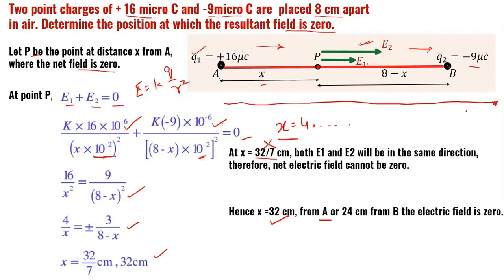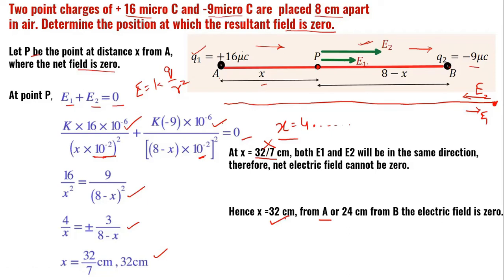See here, E1 will be pointing in this direction towards the right, and E2 will be pointing opposite to E1. So this is the point P where E1 and E2 can cancel each other, and the net electric field will be 0. Mind it, when we have two unlike charges, that is one positive and one negative, the net electric field will be 0 always on the outer side of the charges. That is, it will never be in between the two charges.